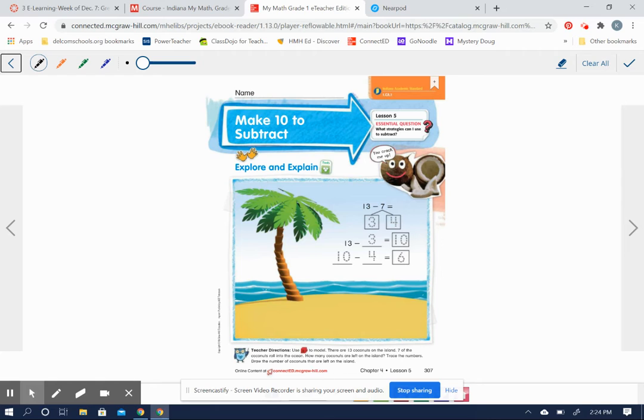All right, so it says that there are 13 coconuts on the island. 7 of the coconuts roll into the ocean. How many coconuts are left on the island? Well, we're going to make 10 in order to subtract 13 minus 7.